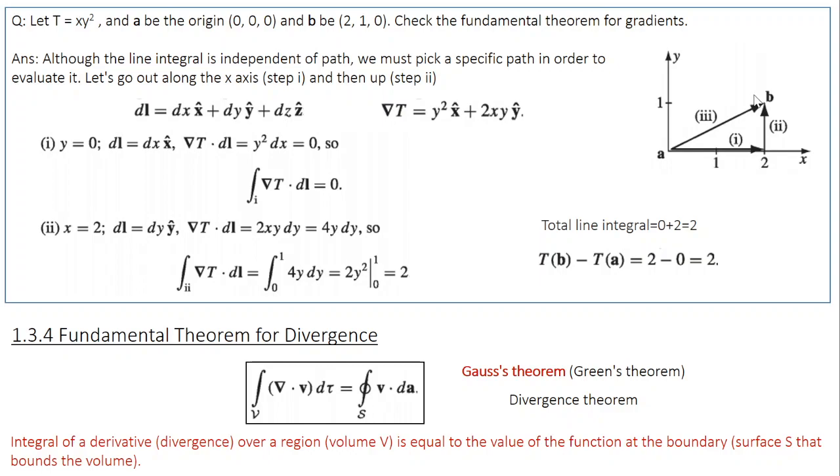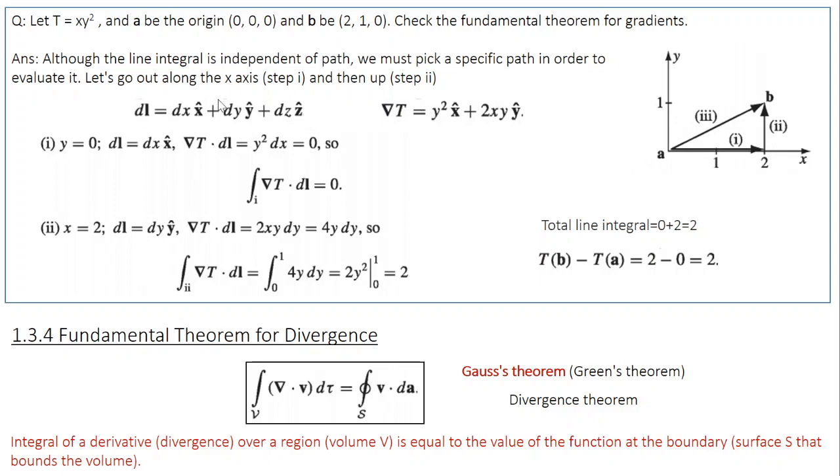Even though the line integral is independent of path, for the sake of computation we need to assume a specific path. So let's assume that we move from the starting point to this point, and from this point to the final point. So this horizontal segment is 1, the vertical segment is 2. So your path is 1 plus 2. For this path we need to compute the line integral and show that it is equal to the value of the function at the final point minus the value of the function at the initial point.